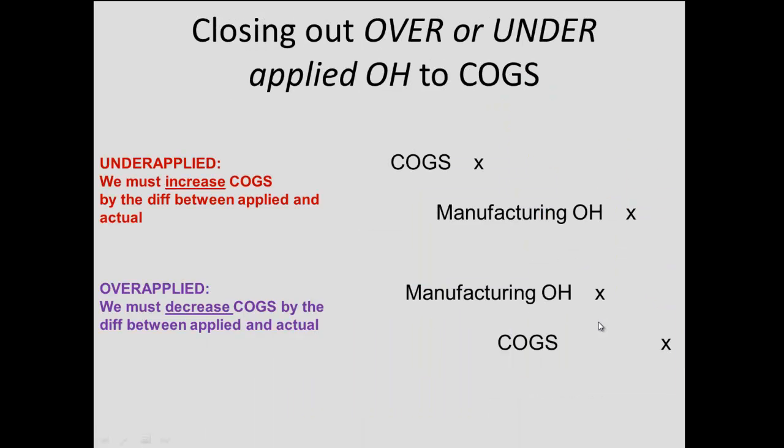So let's take a look here at what the journal entry will look like if it's overapplied. We're going to have a $30,000 debit to manufacturing overhead and a $30,000 credit to cost of goods sold. So basically we had sent too much to cost of goods sold in terms of lumping all those amounts in there. We assigned too much factory overhead. So this is going to help to offset that. And remember, this method can only be used if the amount is insignificant.